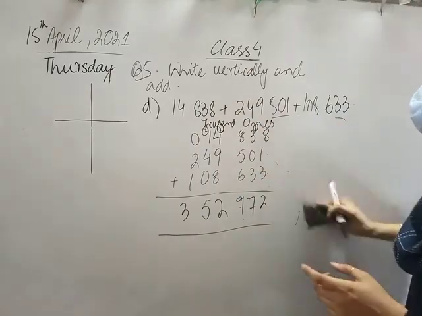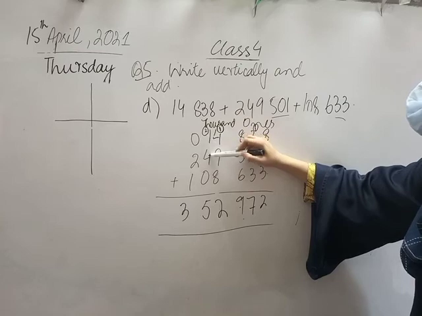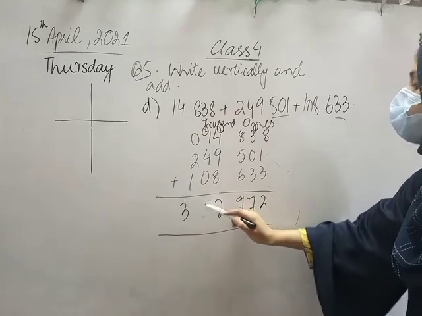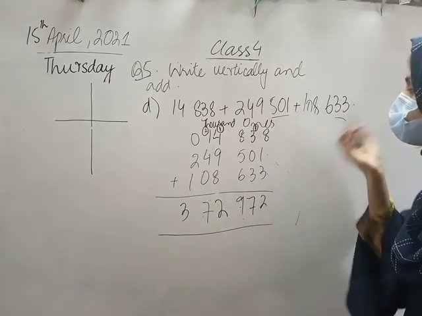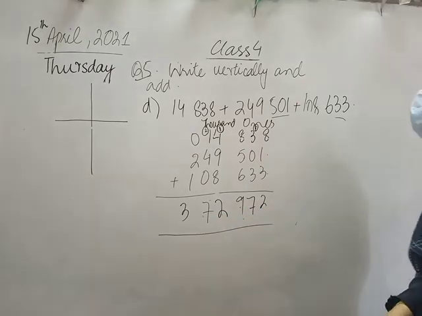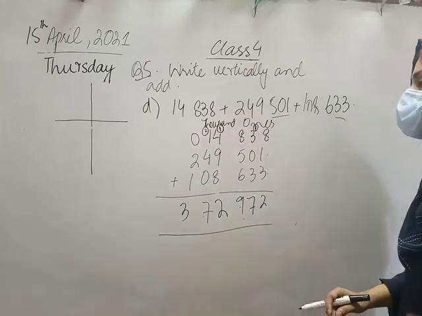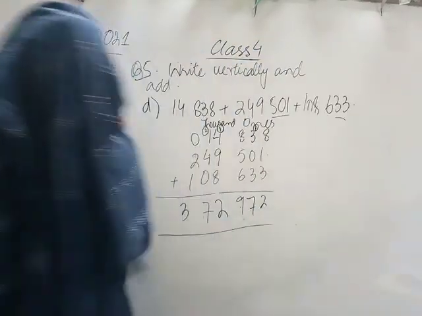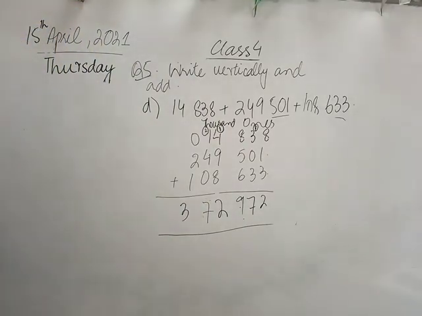2 as a carry. For next, 4 plus 1 is 5. 5 plus 2 is 7. Because of this carry, the solution had a bit of a problem. Now I will fix it. So in the end we have 372 space 972. Fine class. So in the end we can read it as 372,972.